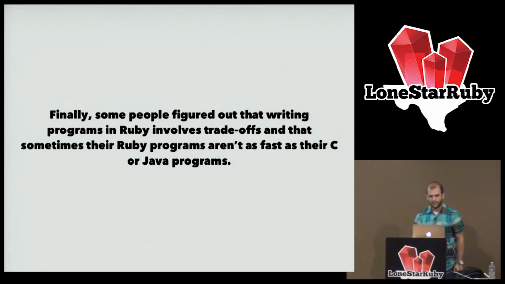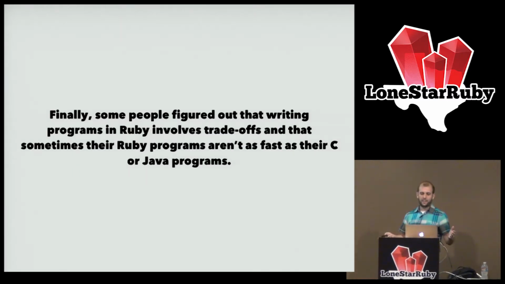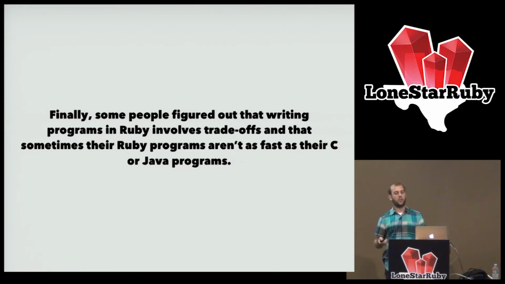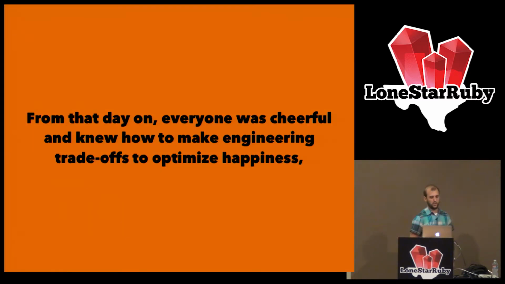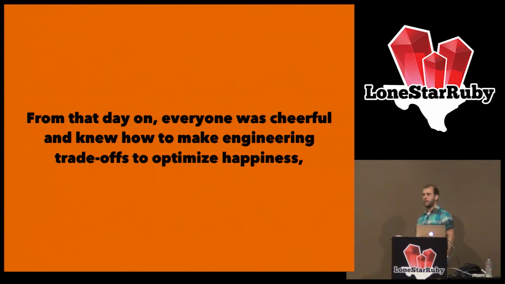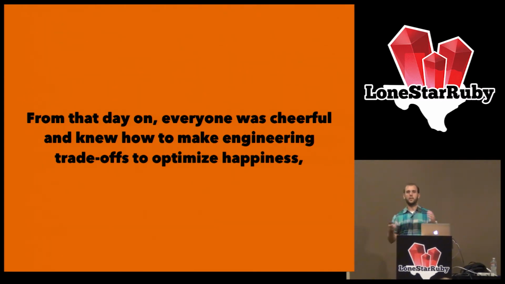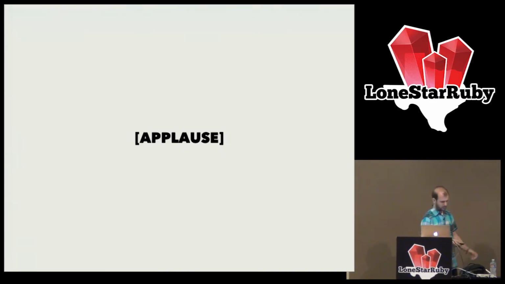And then one day, someone started using Ruby to write web applications, and that ended up being a really big deal. Finally, many years passed, and some people figured out that writing programs in Ruby is really great, but it involves trade-offs, and that sometimes those Ruby programs aren't as fast as they would be if they were written in C or Java. And then from that day on, everyone was cheerful and knew how to make engineering trade-offs to optimize their happiness, and make trade-offs between happiness and performance and all sorts of ilities.